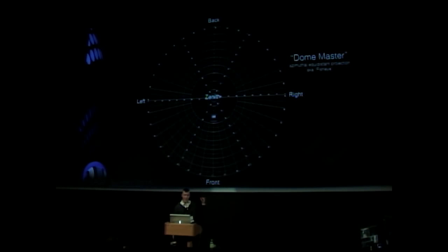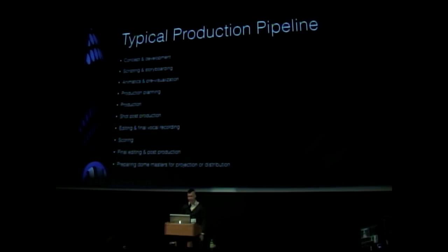The Dome Master was introduced to you earlier by Dan. This is what it looks like. When we're producing for Fulldome, from a technical standpoint, this is what we are creating. The way this works is, if you imagine it like a bowl, push this where it says zenith forward, grab it, and put it over your head like this, that's how it maps to the dome. So the bottom is the front, the center is the zenith, that's directly above you, the back is behind you, the right's the right, the left's the left. And that's what we are creating.